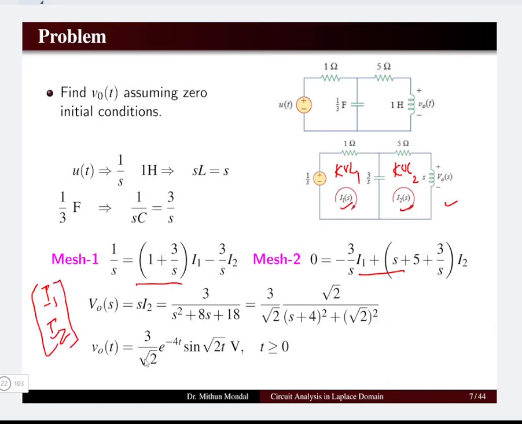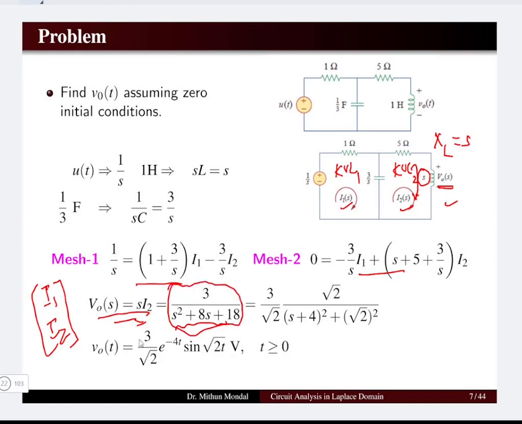So once we have solved the variables, we can determine the voltage V0, which is the output quantity that we have to determine, as s into I2, because s is the XL value, so XL is equal to s, and the current which is flowing through it is I2. So s into I2 will give me this relationship. Now this is the equation as a function of s.